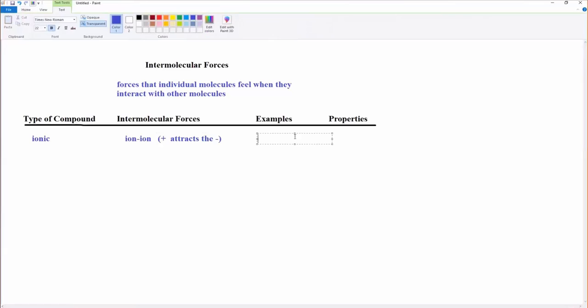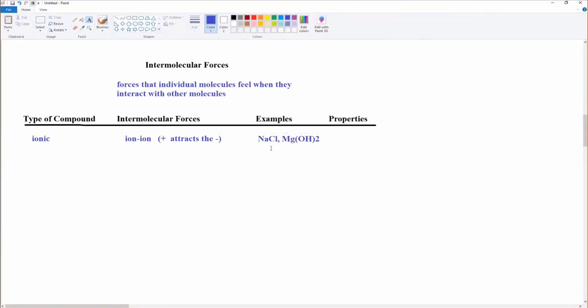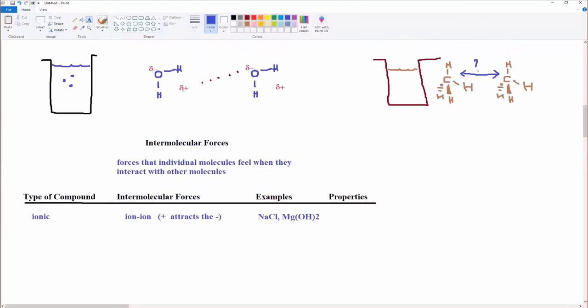So examples would be something like sodium chloride or Mg(OH)2, magnesium hydroxide, right? Because those are ionic type compounds. And hopefully you can understand the positive ion attracting the negative ion, because there's a whole charge there, that is going to be stronger than the attraction between the partial positive and the partial negative between these two individual molecules. Okay, so that's ionic.